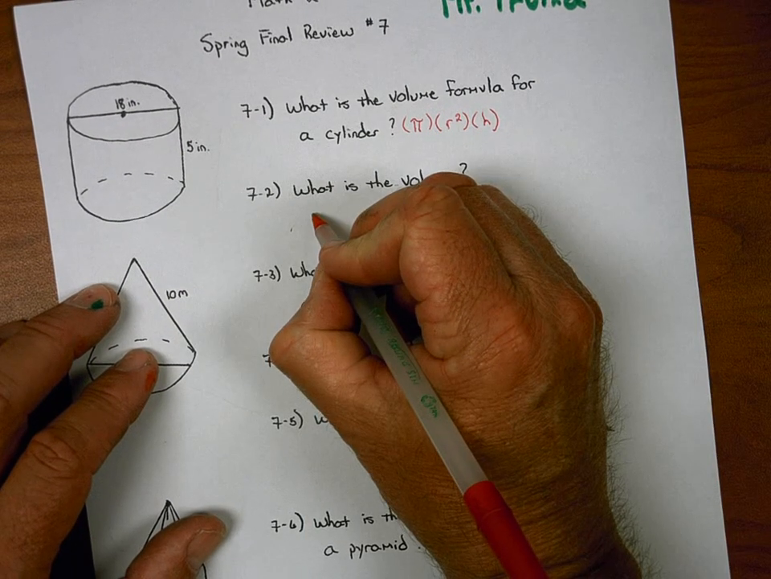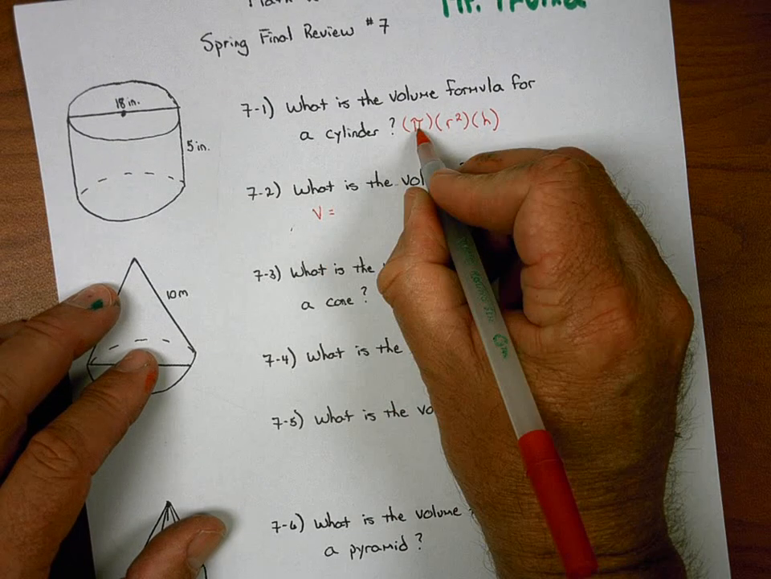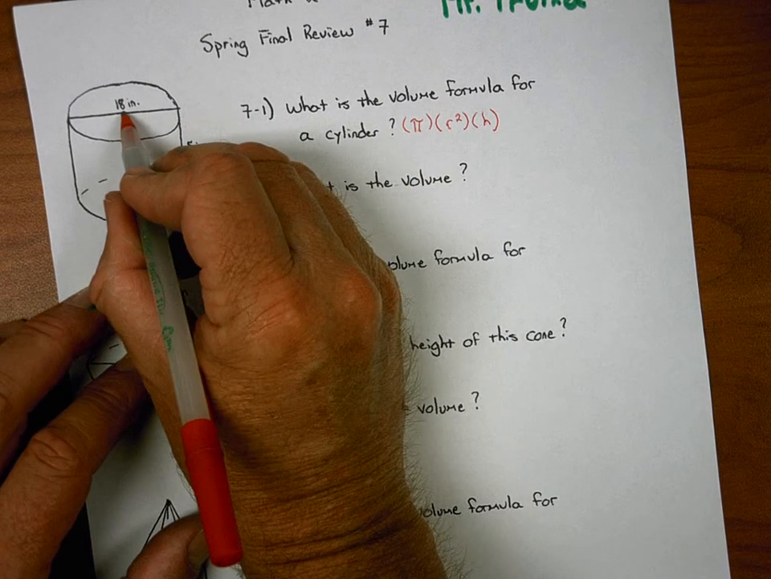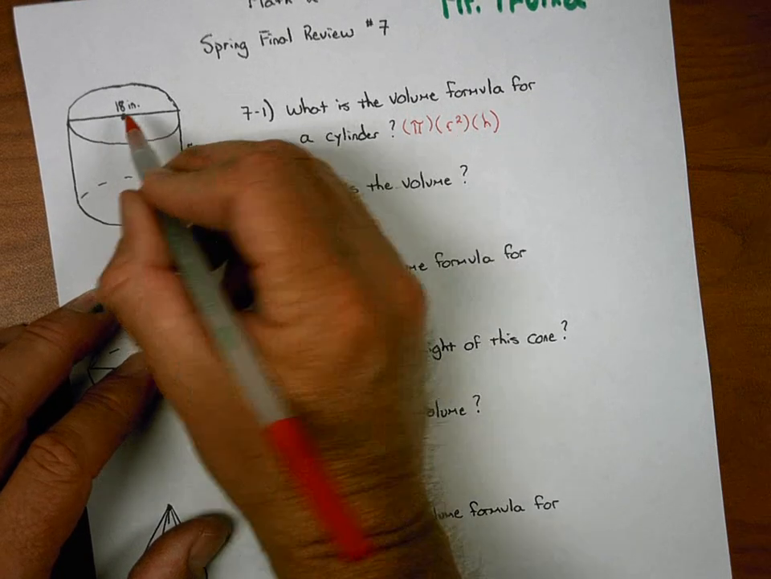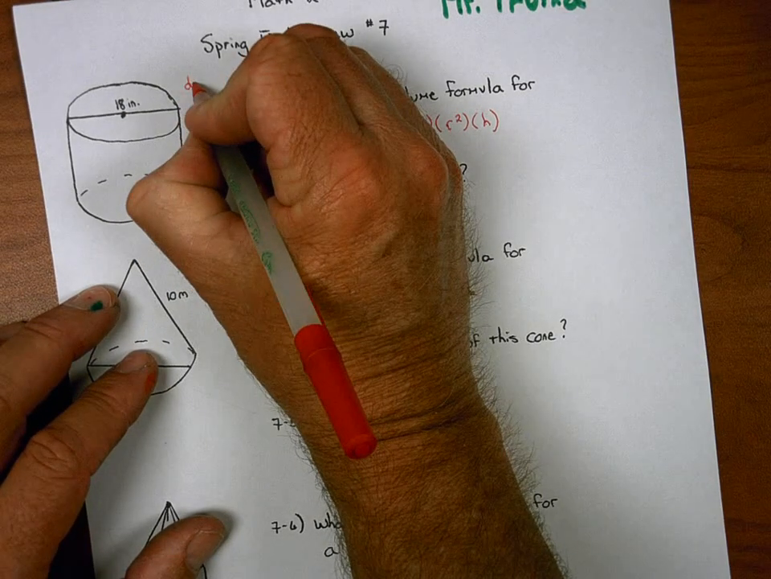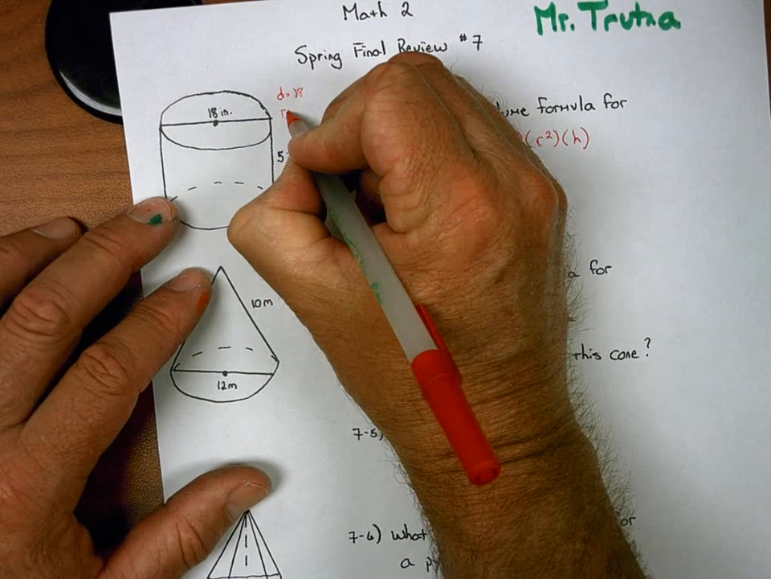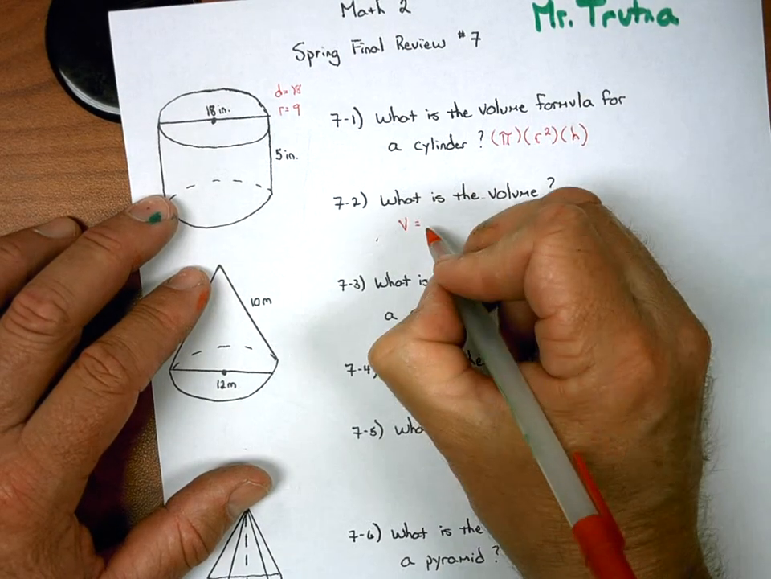To find the volume, I'm going to just take the formula. There are 2 things I need to know to find the volume of a cylinder. I need to know the radius, and if you notice I have an 18 here. Well, that's the diameter. So if the diameter is equal to 18, then my radius is going to be half of that, so my radius is 9.